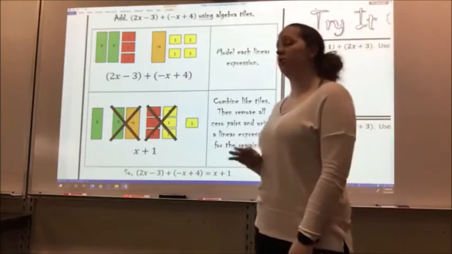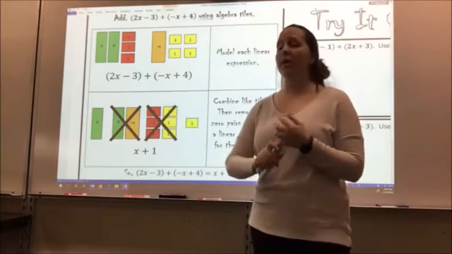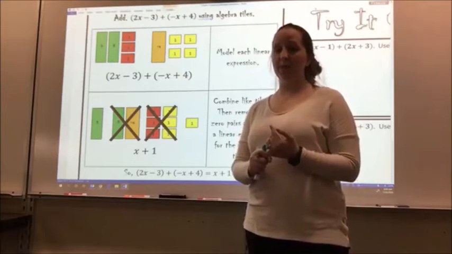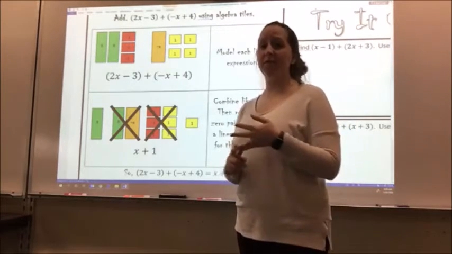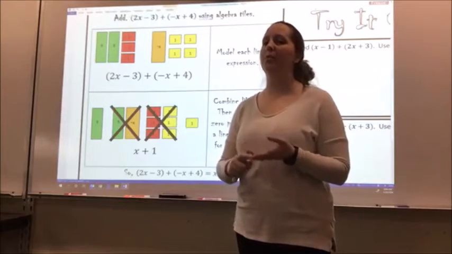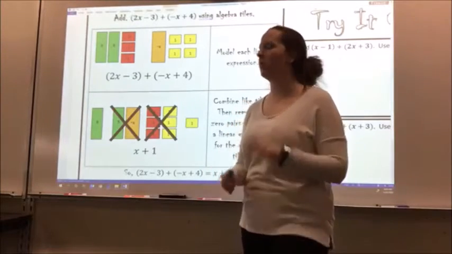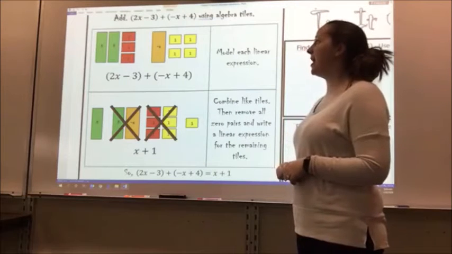So basically, when you're using algebra tiles, you need 4 colors. Okay, you need 1 color to represent your variables that are positive, 1 color to represent variables that are negative, 1 color to represent constants that are positive, and 1 color to represent constants that are negative. So 4 colors. Okay? So I'm adding 2x minus 3 plus negative x plus 4.